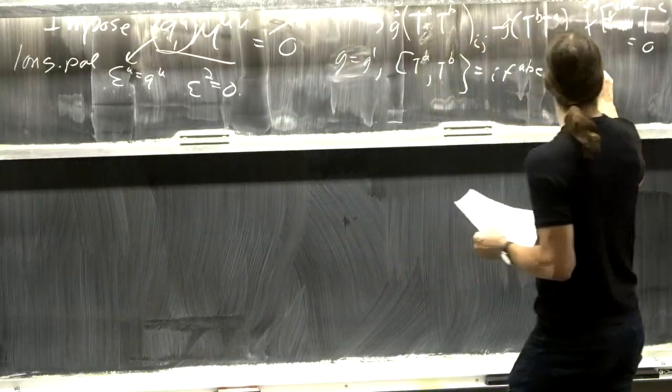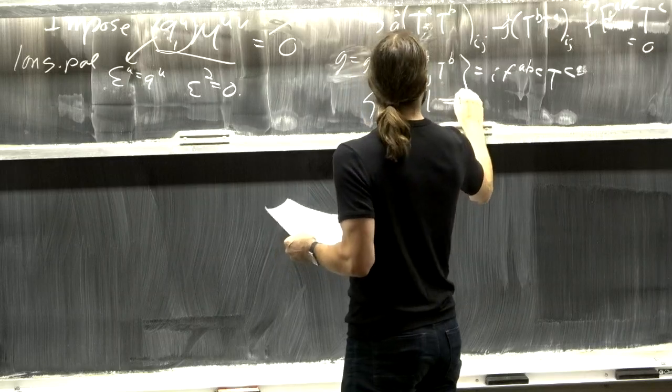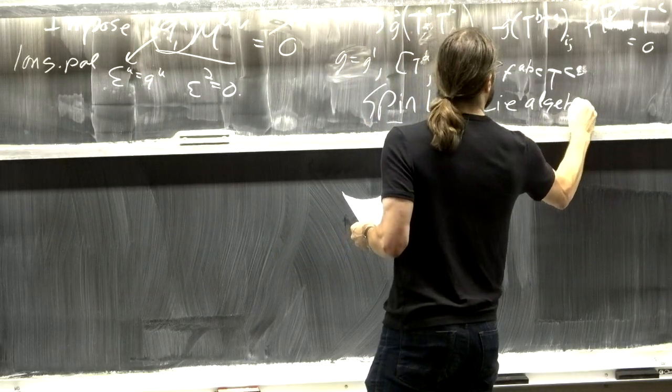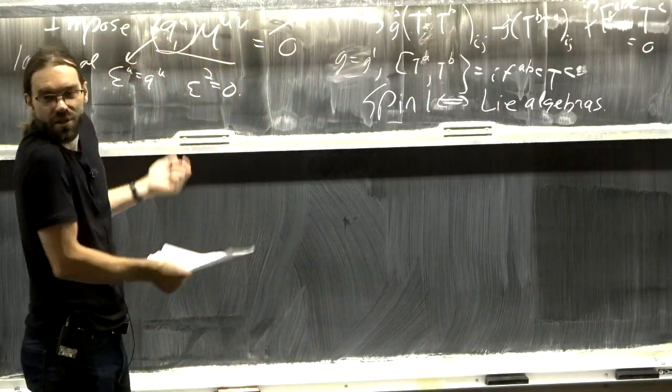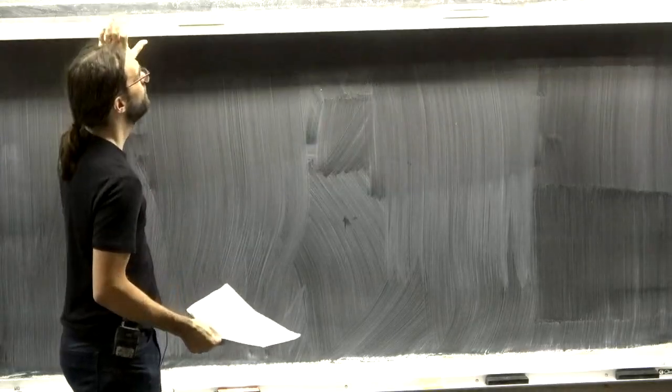So basically, what we learned from this is that if you have a spin 1 particle, the interactions are associated with Lie algebras. Okay? Which, of course, we knew because of Yang-Mills, but that's how you see it from this. Okay?